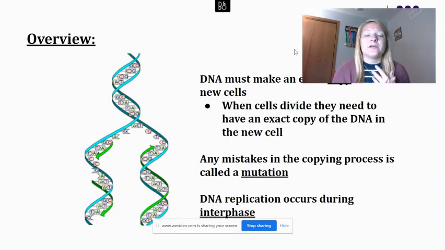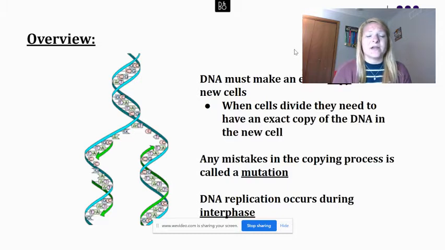When we talk about meiosis and just cells dividing, like when you get a scrape, like I told you guys I fell on my run, when I get new skin cells to cover this up, it needs DNA inside these cells because DNA lives in the nucleus of our cells. So when cells divide, they have to have an exact copy of the DNA in the new cell of whatever it's trying to copy or create.